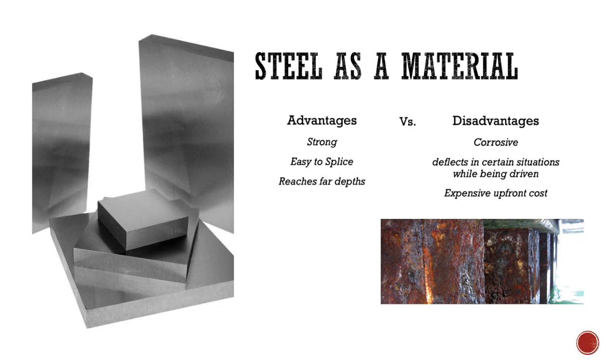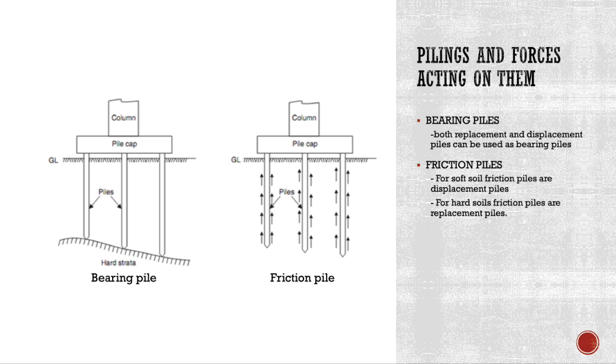A disadvantage of steel piles would include corrosion, which is the reduction of the cross-sectional area of the pile. This can be prevented by the use of corrosion-resistant steels, increasing the cross-sectional area of your pile, or with the use of galvanized coatings. Other disadvantages include expensive upfront costs and deflection of the steel pile when driven near the edge of a bearing surface.